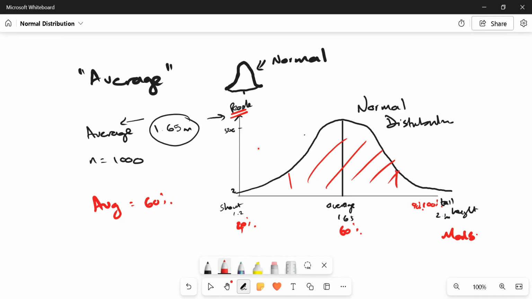All right, so the next thing is looking at the features of the normal distribution and what it's all about. But for now, to answer the question, what is a normal distribution? That is it.